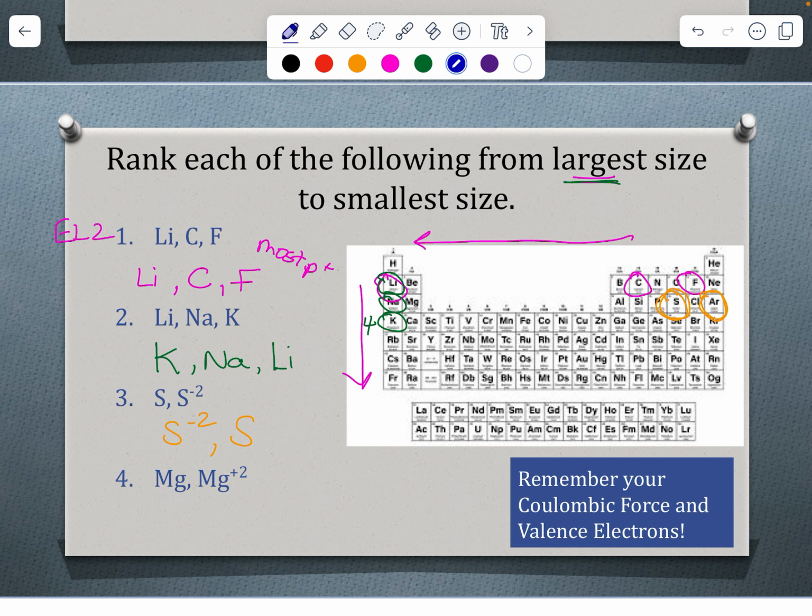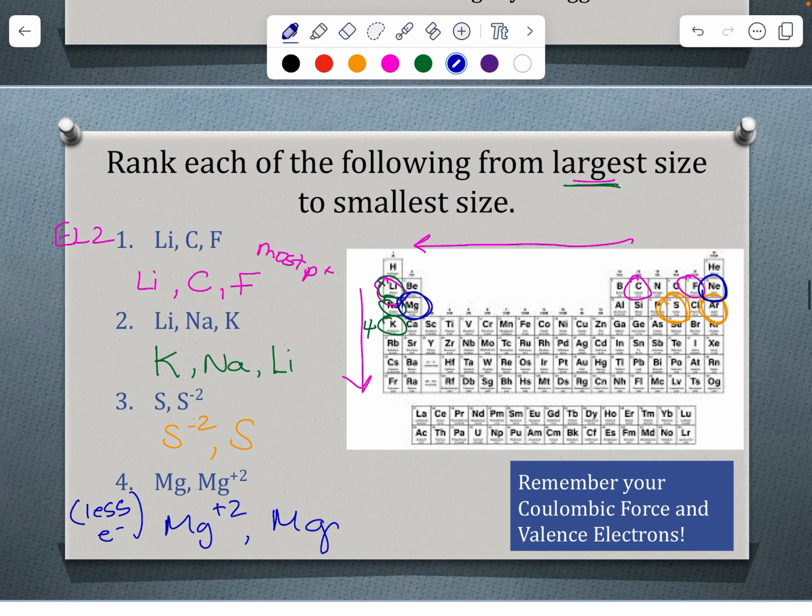Last one here, magnesium. Here's my magnesium. And then I have magnesium with a +2 charge. Well, magnesium with a +2 charge, that means that we're getting rid of electrons. And so we're going to have fewer electrons, and that's actually going to decrease that energy level, even though our protons are staying the same. So our magnesium with a +2 is going to be smaller because it has fewer electrons, but the same number of protons as that normal magnesium.